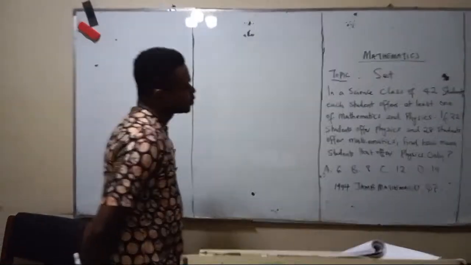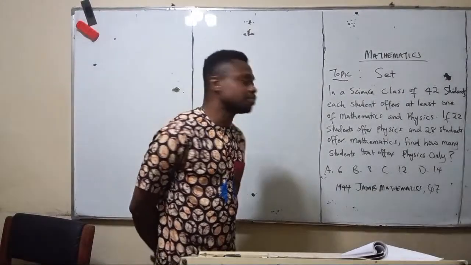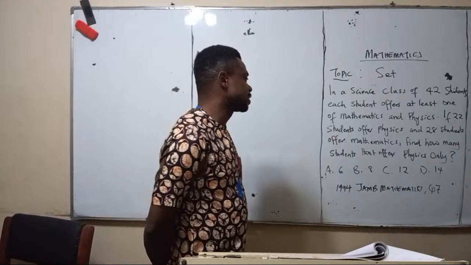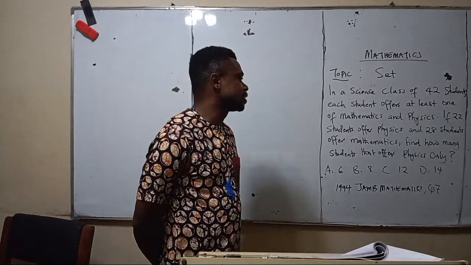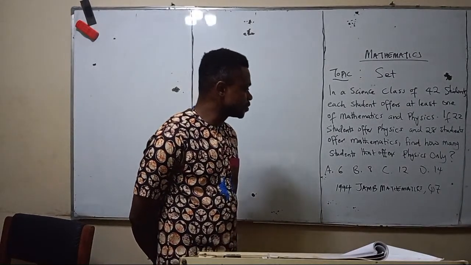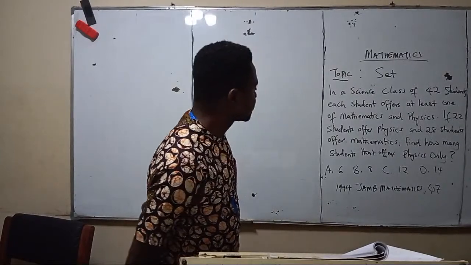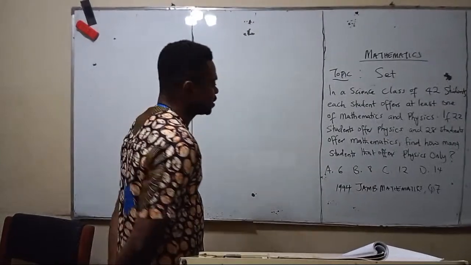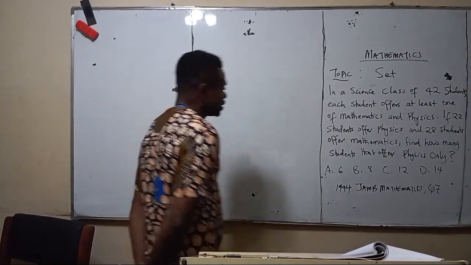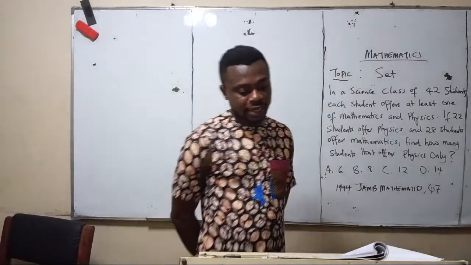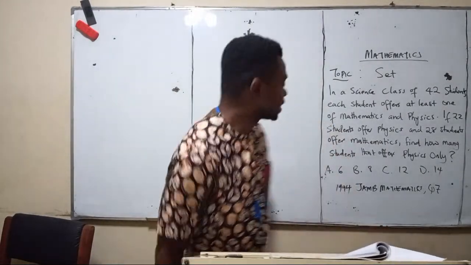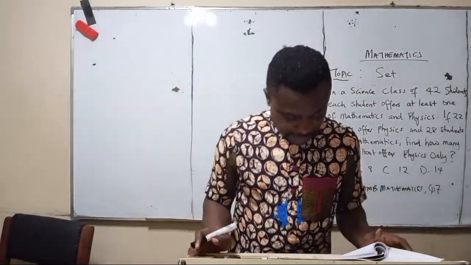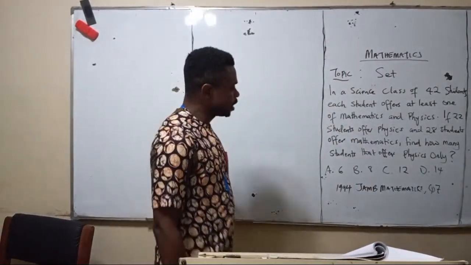Okay, to solve this question, we need to understand something. We need to understand the universal set, subsets, the union of sets, and the intersection. So these are the things we need to understand about sets.